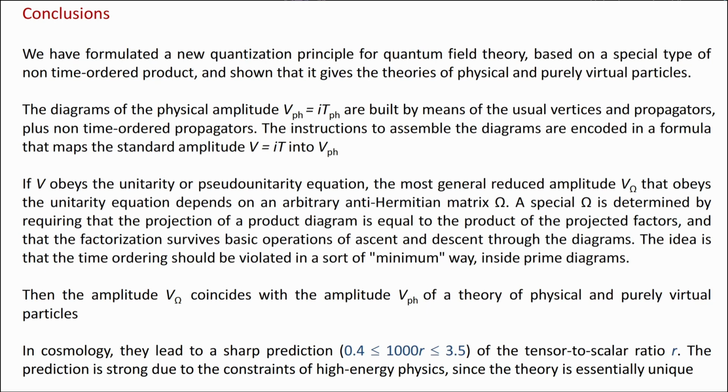and the remarkable thing is that this prediction is coming from the strong constraints of high energy physics. So it is essentially unique. There is no way out. There is only one inflation, that's the Starobinsky inflation, and there is only one value for R, and this is the prediction. Thank you.